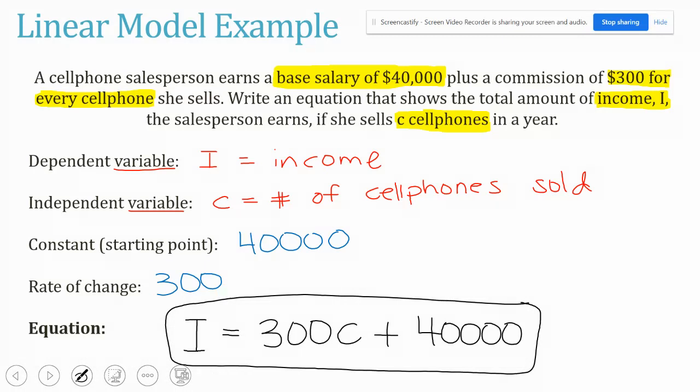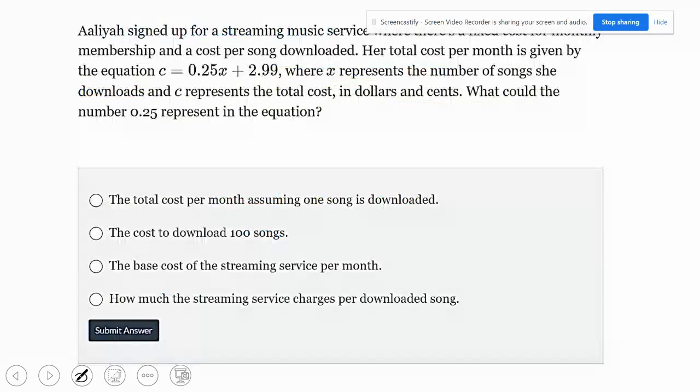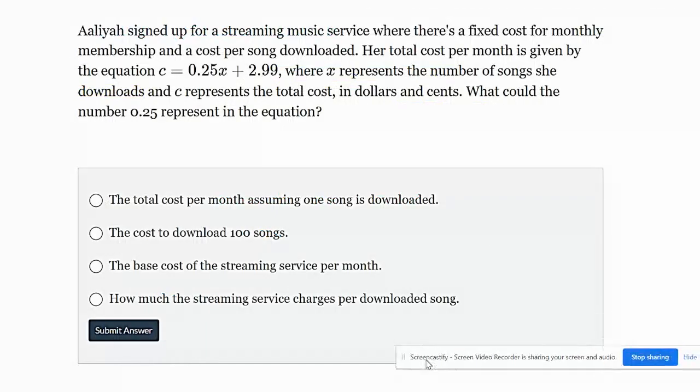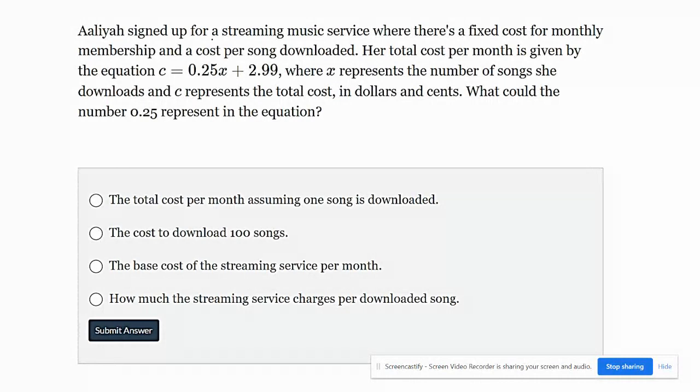Okay, so let's look at a question where they give us the equation and we have to try to figure out what's what. Okay. So Aaliyah signed up for a streaming music service where there's a fixed cost for a monthly membership and a cost per song downloaded. Her total cost per month is given by the equation C equals 25 cents X plus $2.99, where X represents the number of songs she downloads and C represents the total cost in dollars and cents. What could the number 0.25 represent in this equation? And I did say 25 cents, but 0.25.